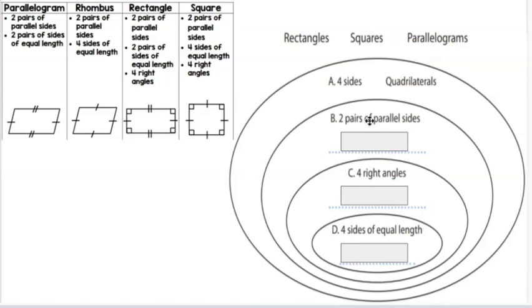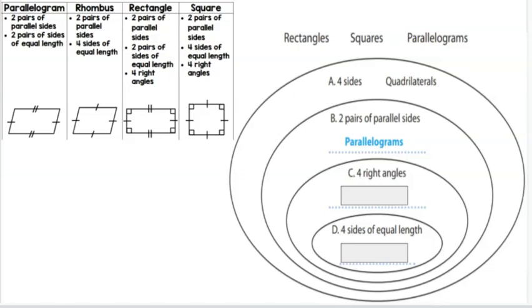All right, 2 pairs of parallel sides. Well, anything that has 4 sides and 2 sets of parallel sides is called a parallelogram. So again, you see that word parallel in it. So a parallelogram is any shape whose top and bottom won't touch and left and right won't touch.